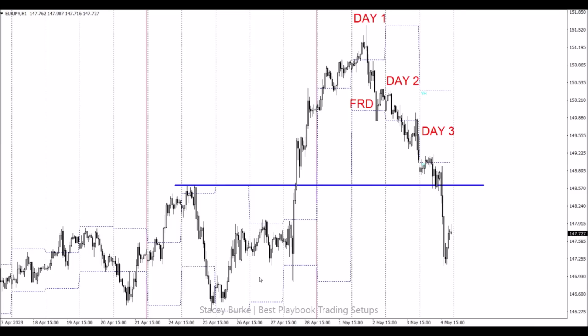We had the Fed on Wednesday night. Day one is our failed breakout on Tuesday. That starts our day count. First red day. That begins our day count. That's the failed breakout at the high of the week.